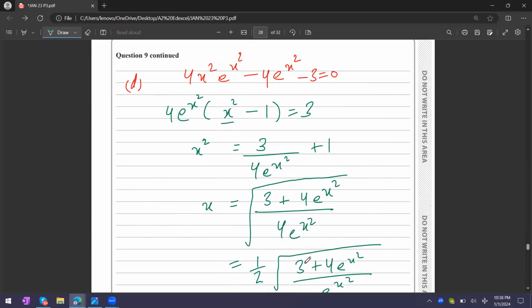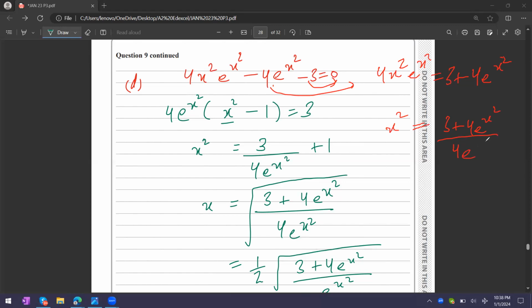Wait, if you don't mind, one more time. You can just move these two terms here. That's what we're supposed to do, do it fast. 4 x square e raised to power x square is equal to 3 plus 4 e raised to power x square. Then 4 e raised to power x square, you can bring it to the other side. No, just x square, keep it here. 3 plus 4 e raised to power x square divided by 4 e raised to power x square.